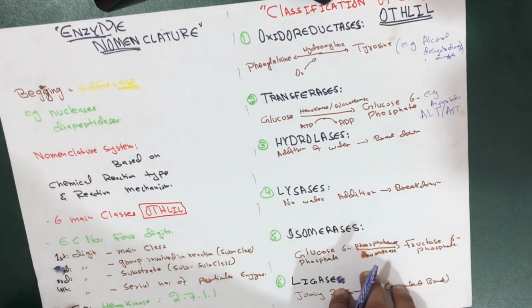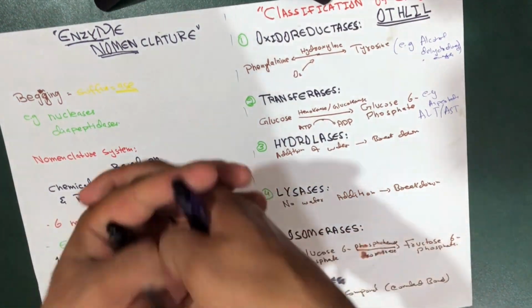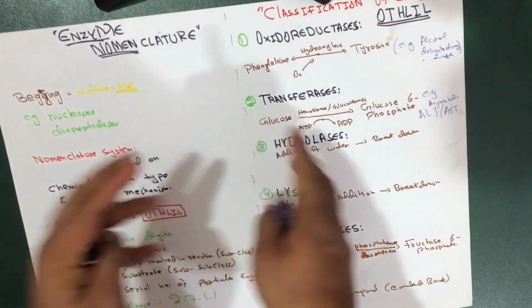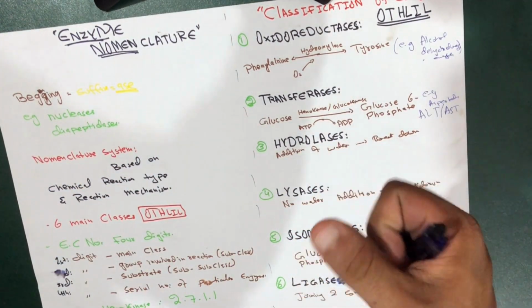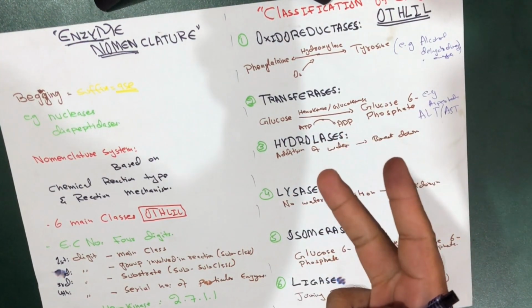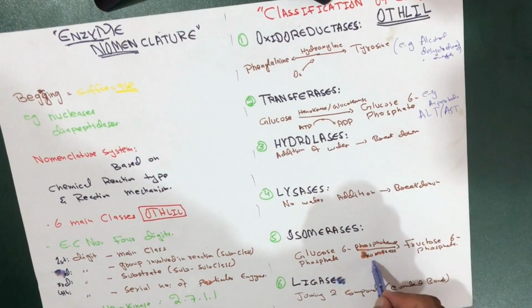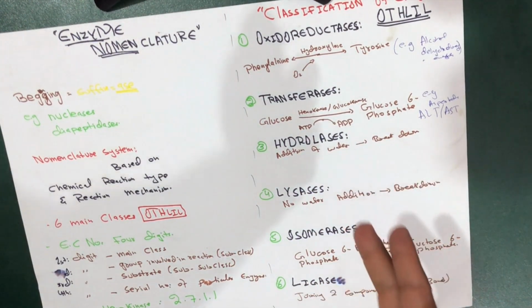Alright, coming to the final class, we have the ligases. Ligases means joining something together. Ligases are enzymes that are involved in joining two substrates together. Examples regarding this are RNA synthase and DNA ligase.